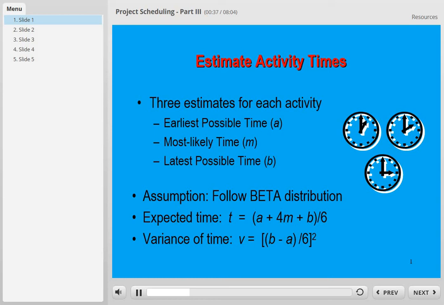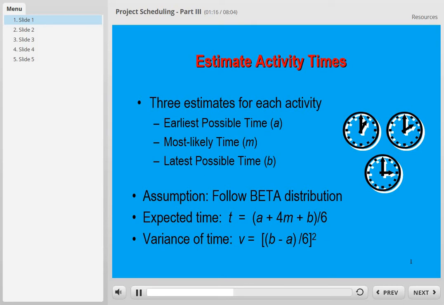Now, the reason we do that is because we estimate the time for each activity. We give it a unique time. Sometimes, I would say most of the time, the situation can be a little more complex than that. The following is something that works better than the previous single unique estimation.